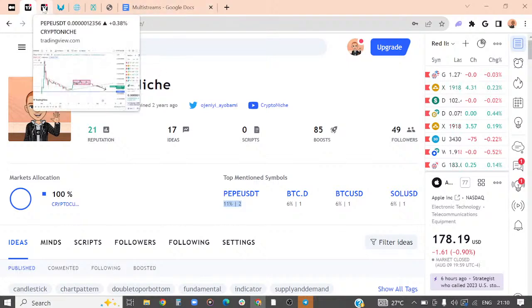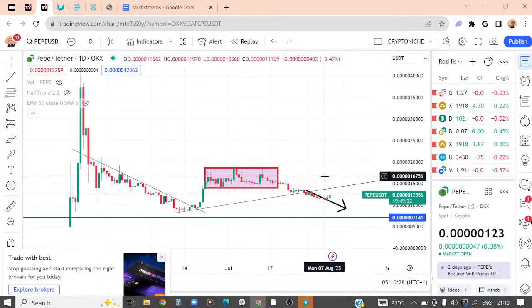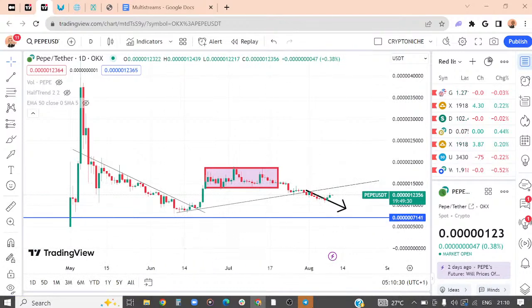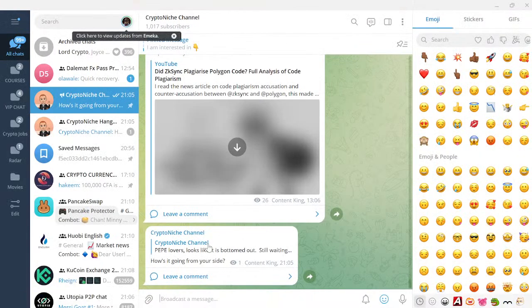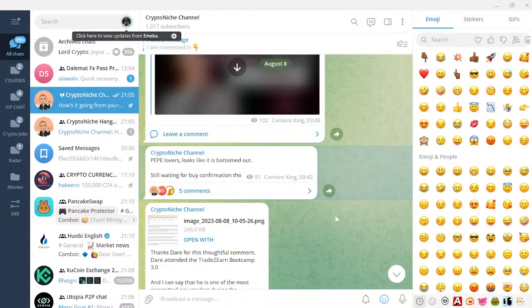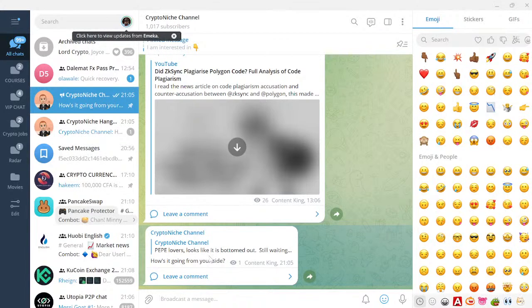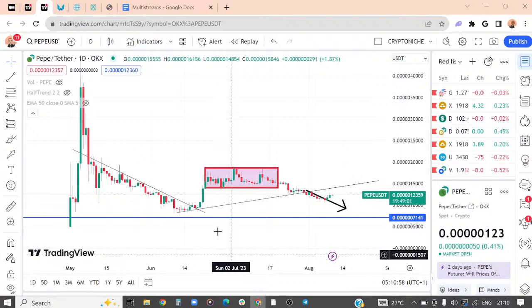Let me go back to these charts. If you go on Telegram now, on the 8th of the month, I said PEP lovers, it looks like it is bottoming out, still waiting for buy confirmation though. So now we're going to see if the buy is confirmed or not. For those who have entered that trade, I asked them how it is going from their side. So that's it. Let me now go back to the charts.